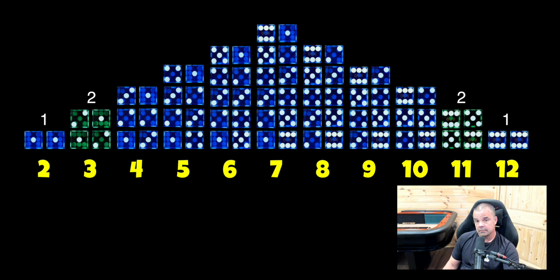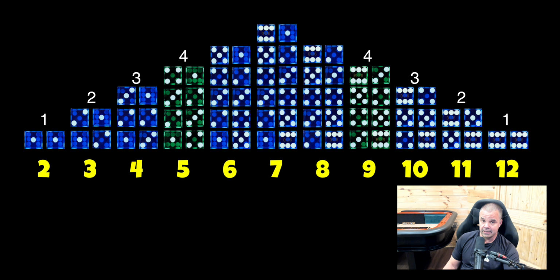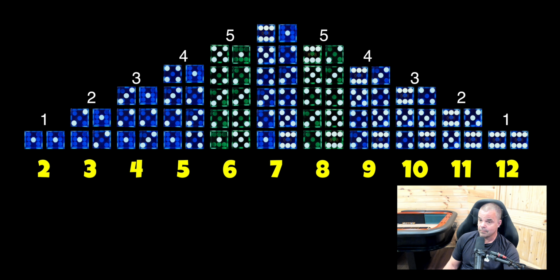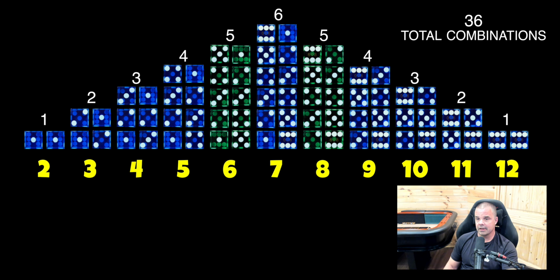The 4 and the 10 can each be thrown 3 ways. 5 and 9, each can be thrown 4 ways. The 6 and 8, which are the second most common numbers, can each be thrown 5 ways. And our buddy, number 7, can be thrown the most, obviously, 6 different ways. If you add up all these combinations on 2 fair dice, there are 36 possible combinations that you can throw.